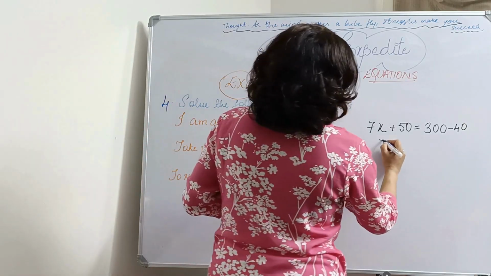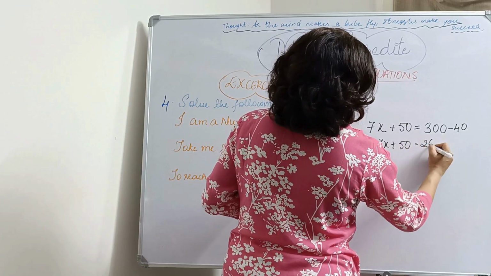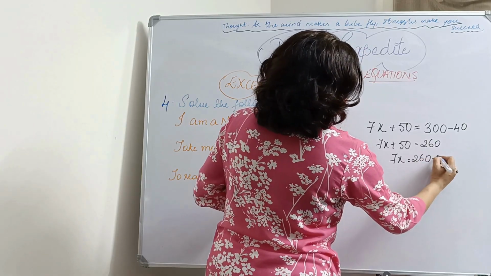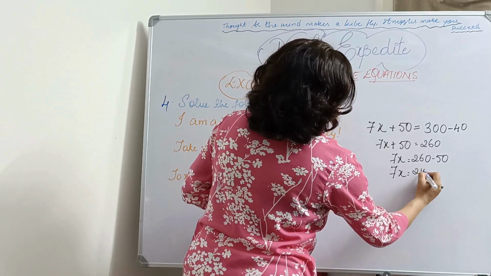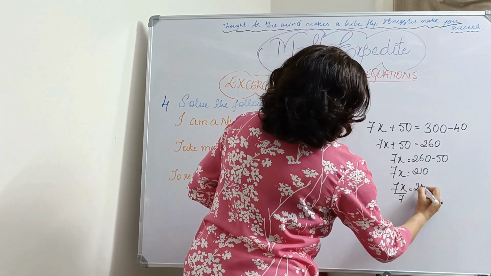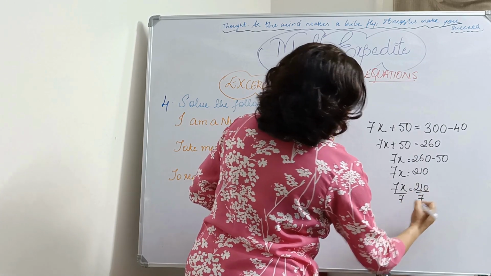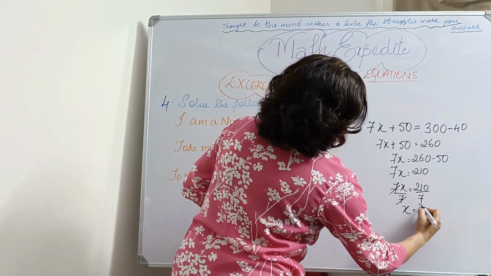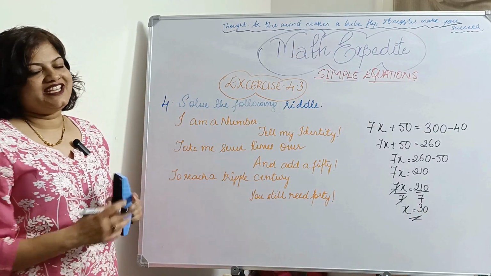Let's solve it. 7x plus 50 is equal to 260. 7x is equal to 260 minus 50. I'm transposing 50. So I get 7x equals 210. Let me divide both the sides by 7. I get 7x by 7 and 210 by 7. 7 gets cancelled. x equals 30. So the number is 30.